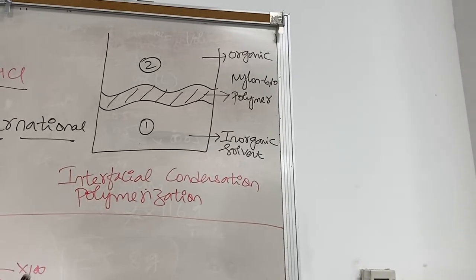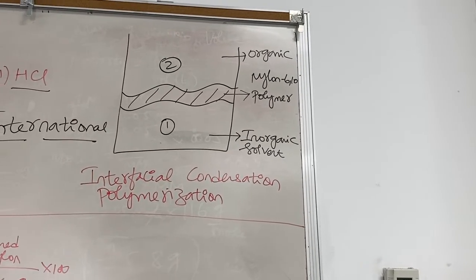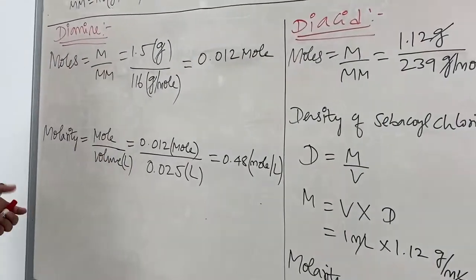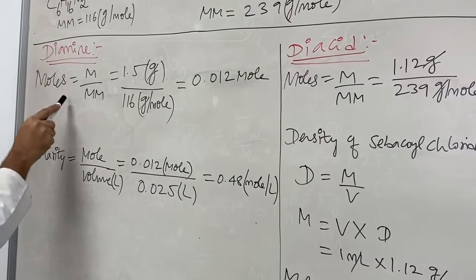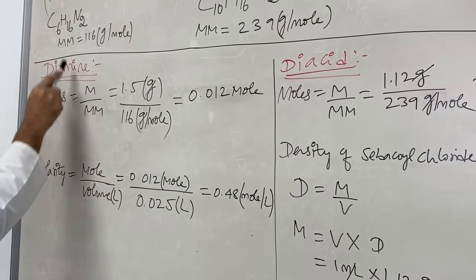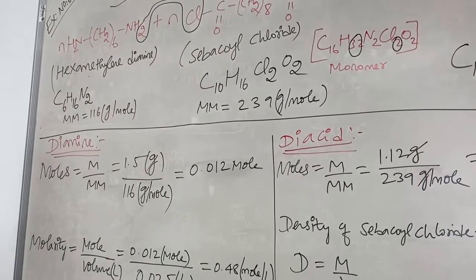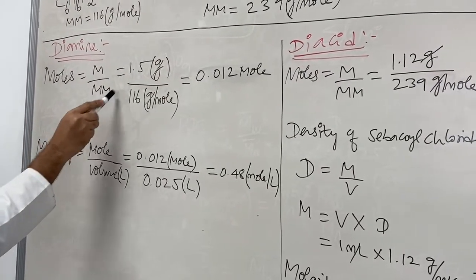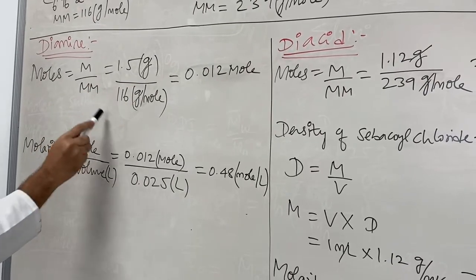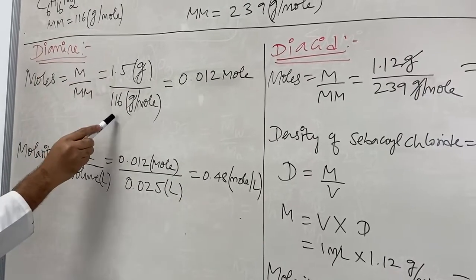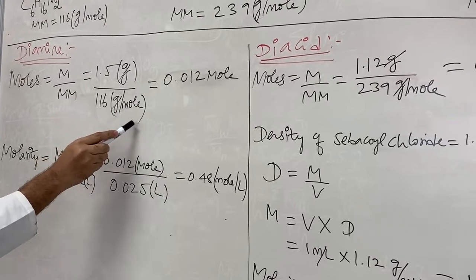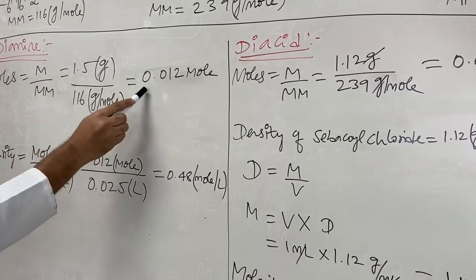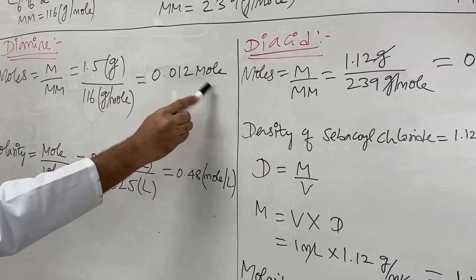Before starting this preparation, we have to calculate the moles and molarity of the monomers. First, we have to calculate the moles and molarity of diamine. Diamine means the first monomer, hexamethylene diamine. The moles formula is mass divided by molecular mass. Mass, I am going to take 1.5 gram. Molecular mass, we already calculated, 116 gram per mole. Gram cancels, the remaining unit is mole. So it is giving 0.012 mole.